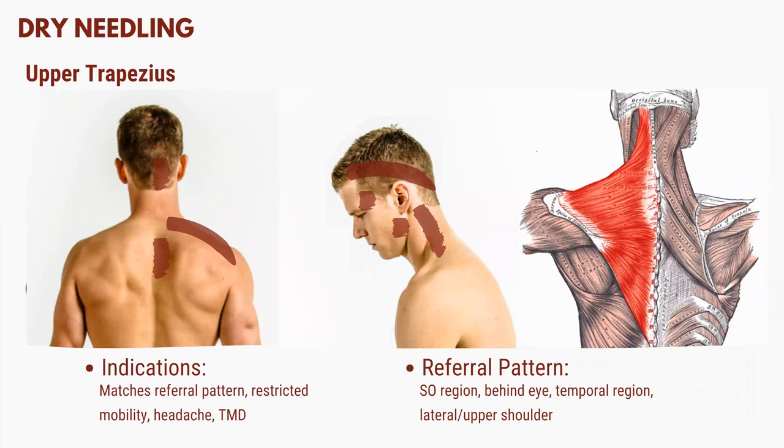So one of the first muscles we'll go over here is the upper trapezius, and so the Travell and Simmons referral patterns here can show posterior occipital pain, some pain around the upper trapezius, or medial to the scapula, almost like a Cloward's area representation. You may get pain on the outside of the head, behind the eye, lateral neck, lateral jaw. So if you see pain in these areas, upper trap needling might be beneficial. You can also consider it for any restricted cervical mobility, headaches, temporomandibular dysfunction.